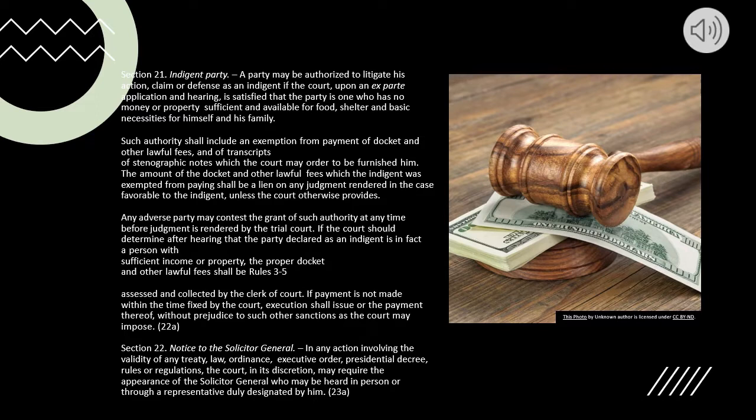Section 22. Notice to the Solicitor General. In any action involving the validity of any treaty, law, ordinance, executive order, presidential decree, rules, or regulations, the court, in its discretion, may require the appearance of the Solicitor General who may be heard in person or through a representative duly designated by him.